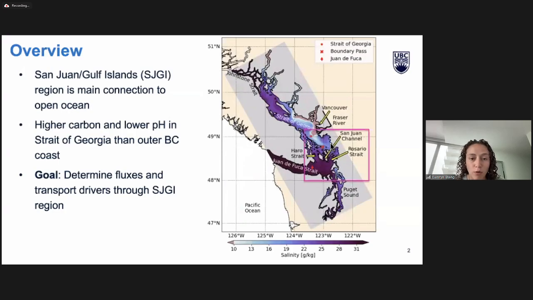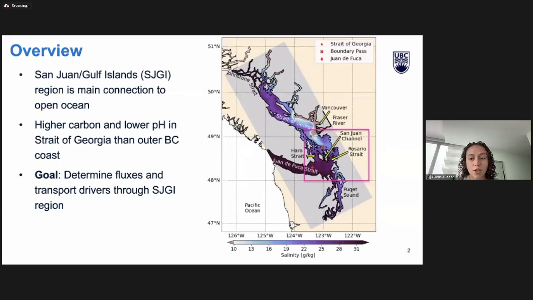And in this region, the water branches into 3 different straits: Haro Strait, San Juan Channel, and then Rosario Strait. Haro Strait on the left here is the largest and the deepest of the 3 channels. San Juan Channel, which is in the middle, is the smallest and the shallowest of the 3. And then Rosario Strait on the right is not quite as wide and quite a bit shallower than Haro Strait, but we'll see throughout this presentation that it does have an important influence on the dynamics in this region.